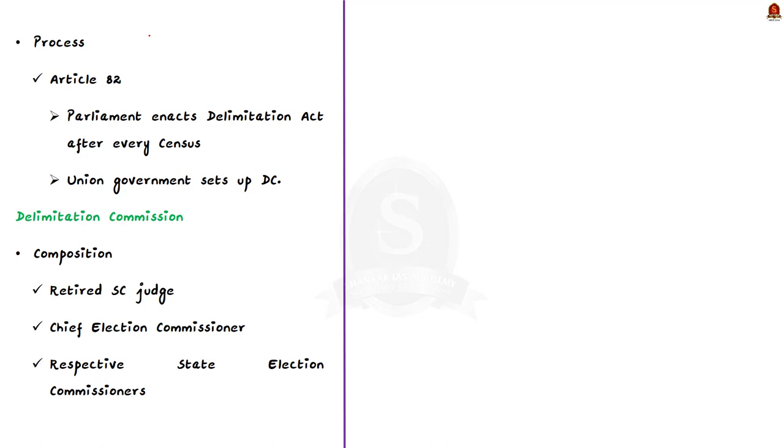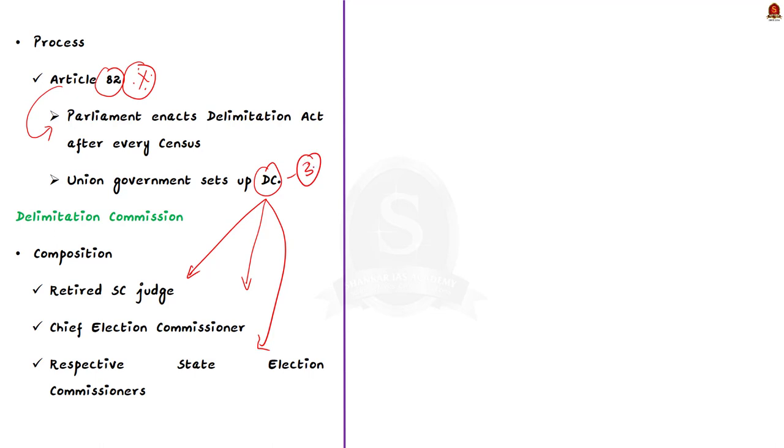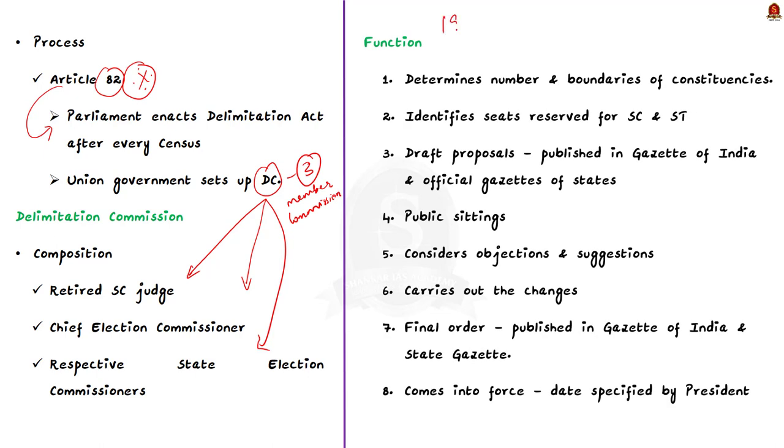Under Article 82, the Parliament enacts a delimitation act after every census. Once the act is in force, the Union Government sets up a delimitation commission made up of a retired Supreme Court judge, the Chief Election Commissioner and the respective State Election Commissioners. The commission is supposed to determine the number and boundaries of the constituencies. Here note that delimitation commissions post-independence were set up in the years 1952, 1963, 1972 and 2002.